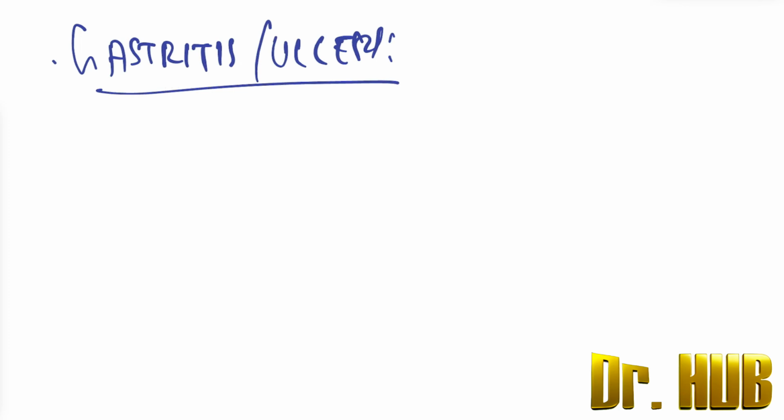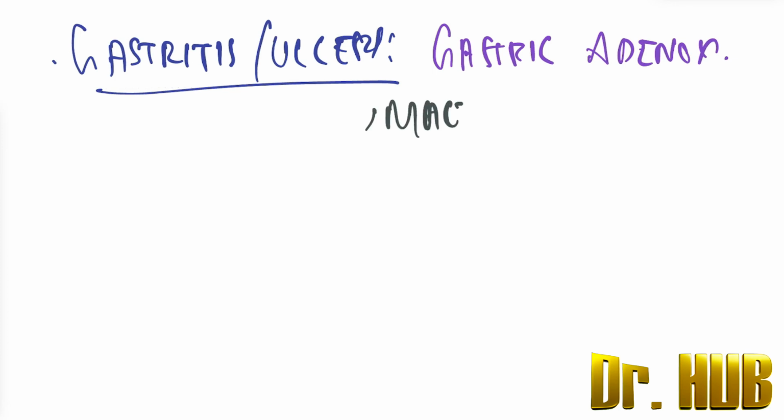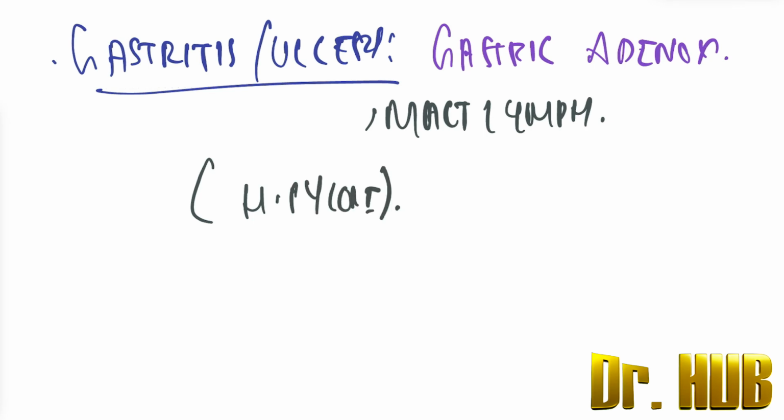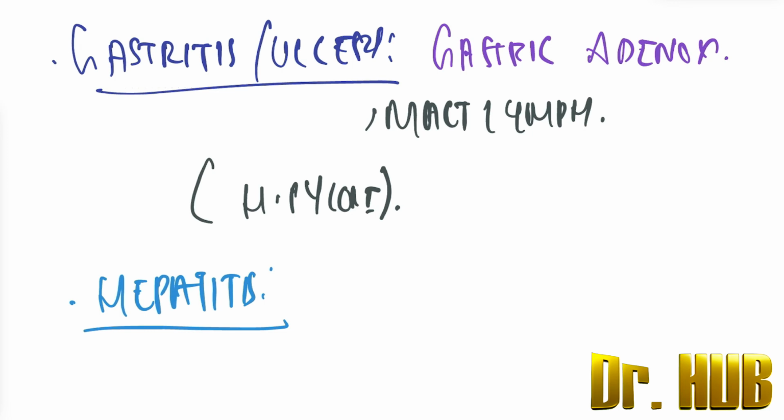Next we move on to gastritis or ulcers. Here in gastritis and ulcers, what is involved is gastric adenocarcinoma and MALT lymphoma. So what is the agent involved in gastritis and ulcers? It is H. pylori. Then we move on to hepatitis. In hepatitis, the neoplasm involved is hepatocellular carcinoma, and the agent here is the hepatitis B or C virus.